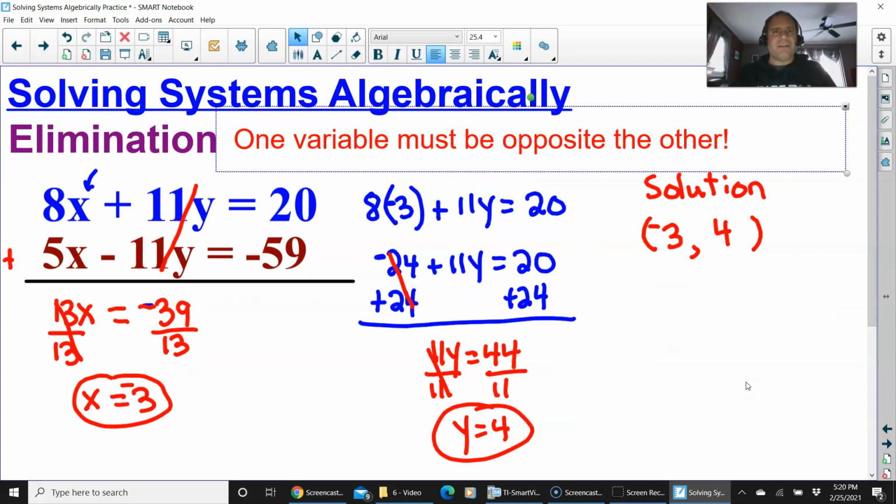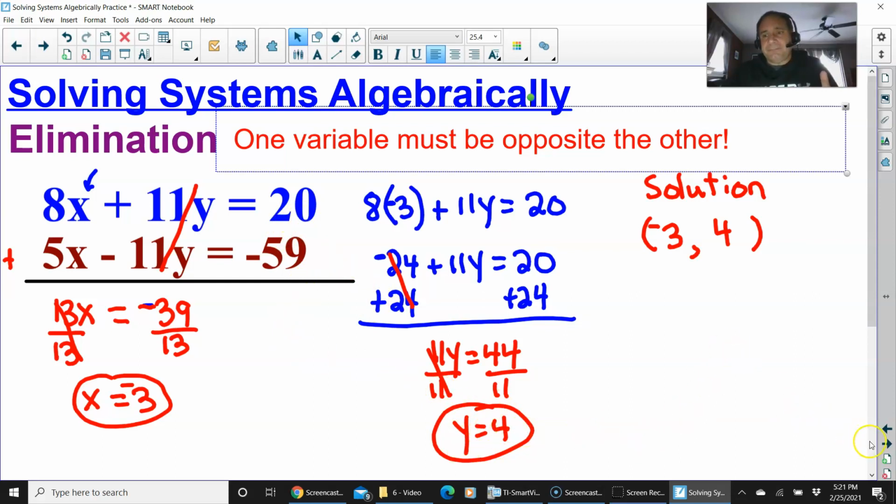Not so much the variable, but the coefficient attached to that same variable must be opposite the other. And in this case, 11y is opposite of -11y. And that's what cancels out without you doing anything. That's 11 minus 11 is 0. So that's why it cancels. And then you just add everything down and you solve for x here.